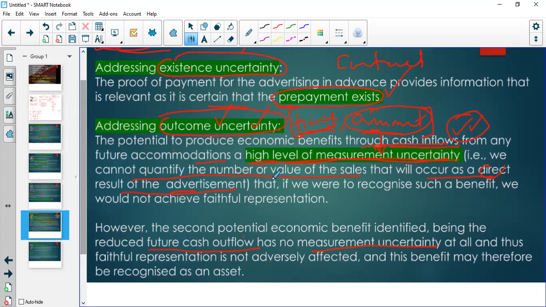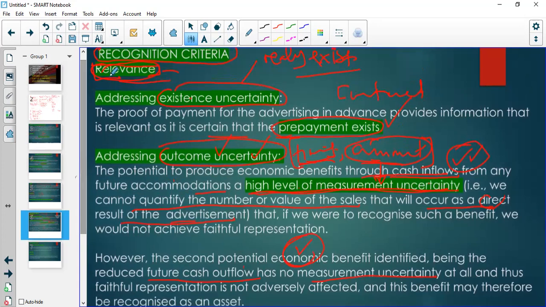So what is this called? The second benefit can be recognized, right? Because it meets the relevance. It's relevant and it also avoids the measurement uncertainty, right? So in terms of the outcome uncertainty, we have seen that we can put in a fixed amount here on the second benefit, but not on the first benefit.